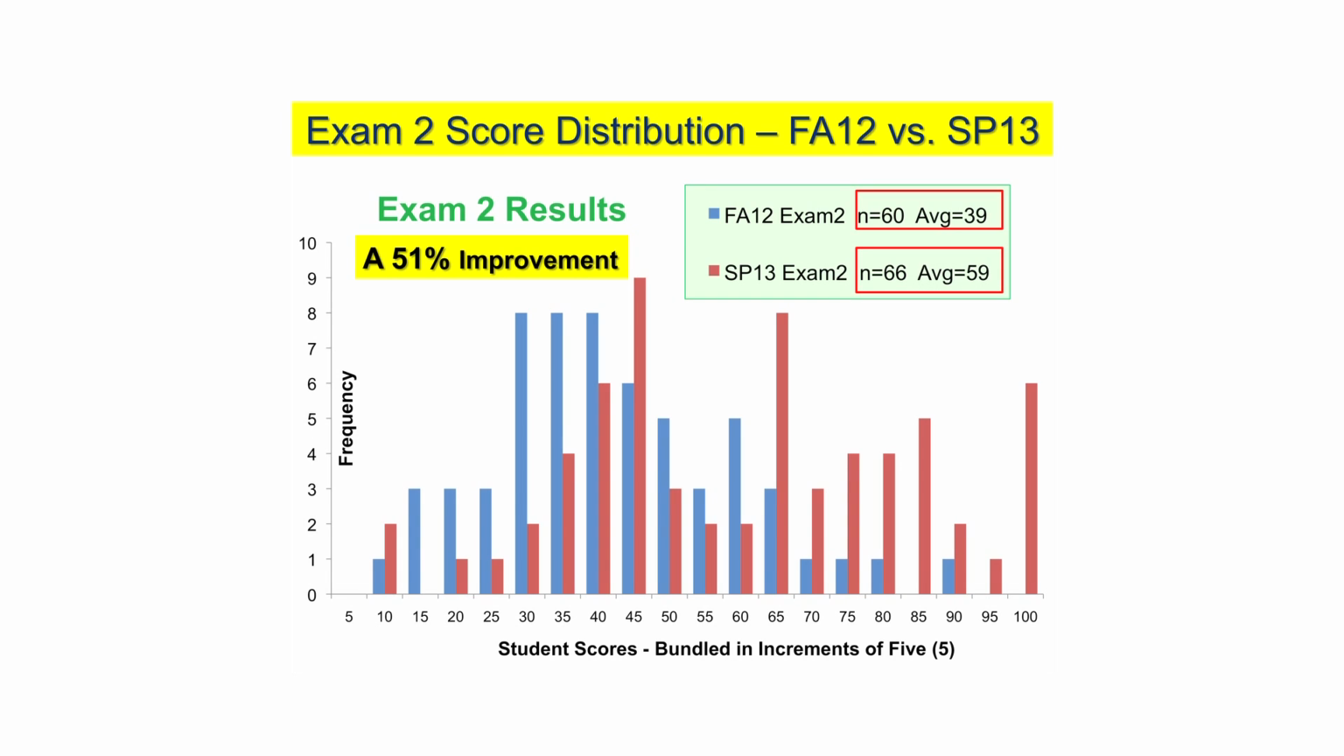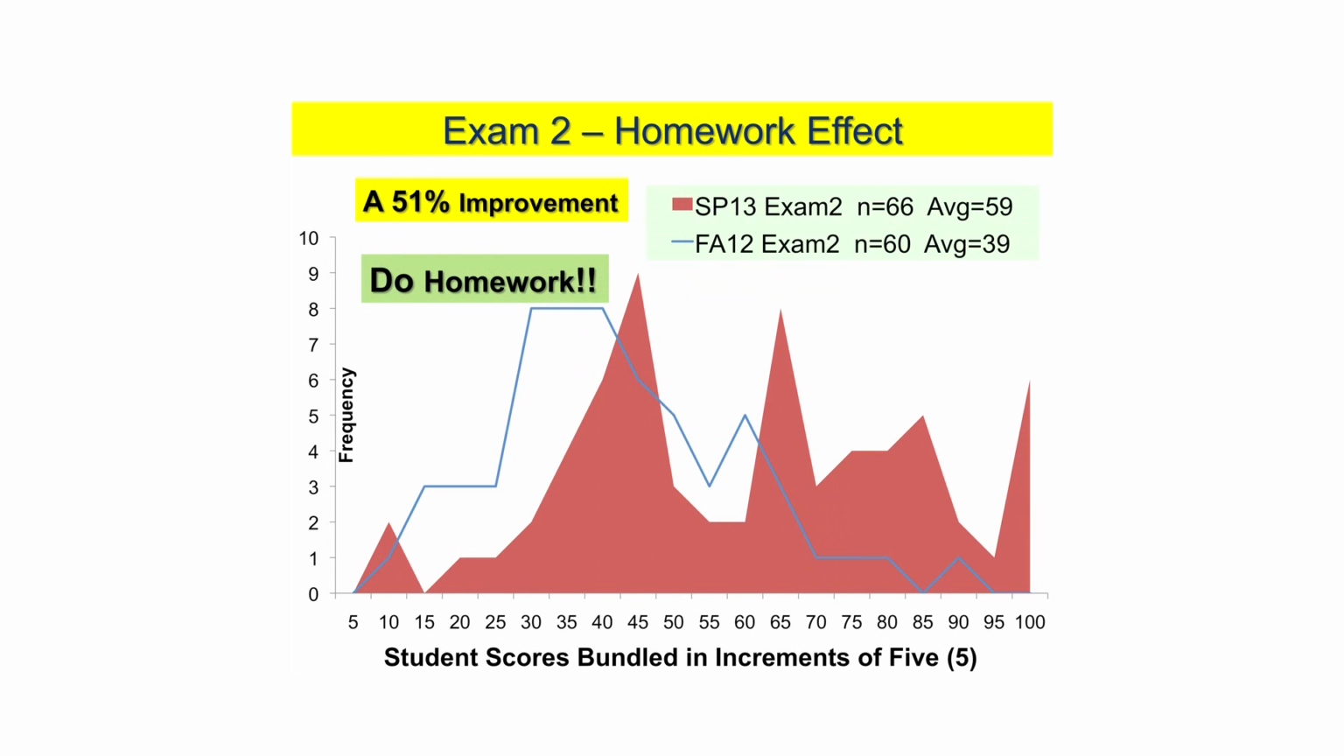Now I will show you the same graph represented by using area under the curve. This is what happens, okay? So this is the area under the curve for the fall, so there's one peak here. But for the spring, how come there are 2 peaks? Now, of the students who scored 65 or above, 90% of them did 70% or more of the homework. The students who scored 50% or below, almost all of them did less than 50% of the homework, or they didn't do any homework. So what's the lesson? You have to do your homework, right?